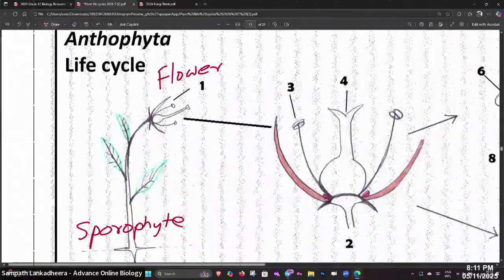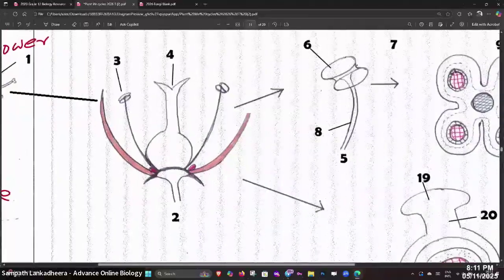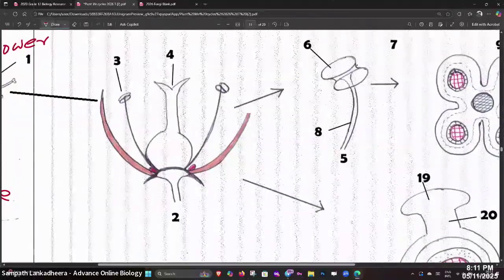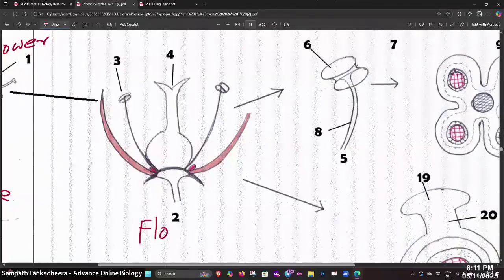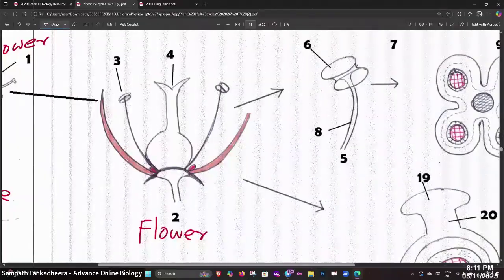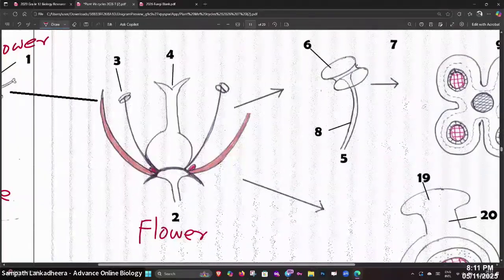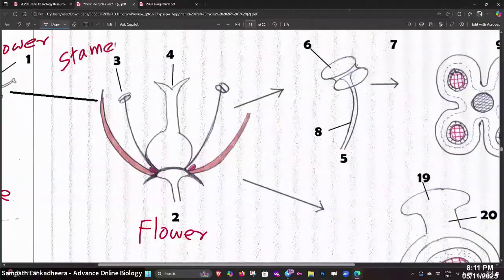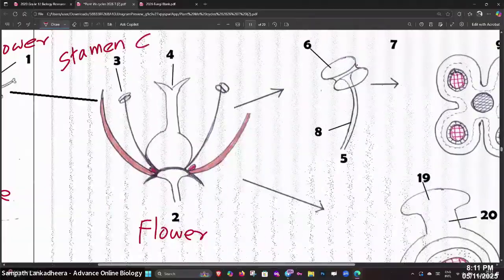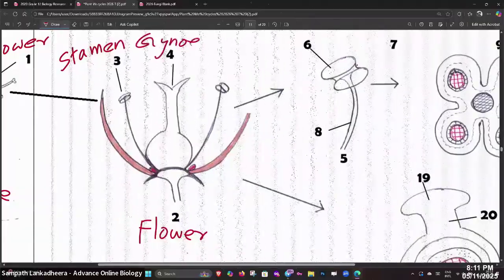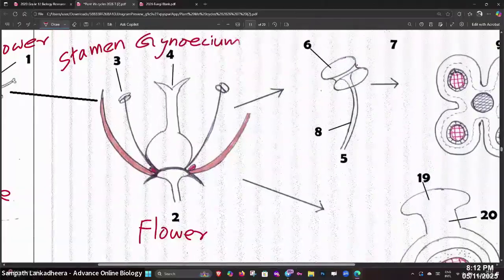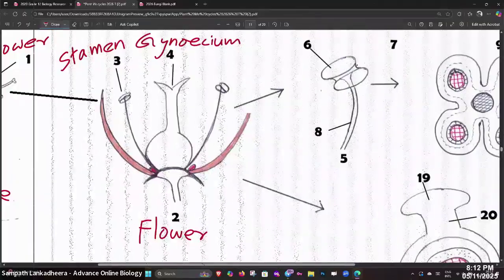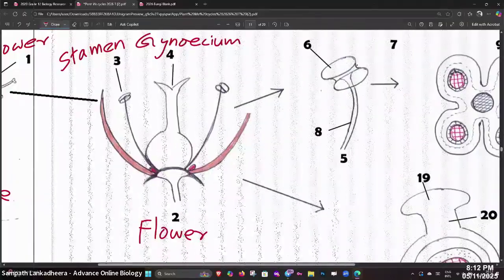And then you can see these parts of the flower. This is the flower. What are the flower parts? Number 3, stamen. What's number 4? Gynoecium. What is gynoecium? Gynoecium is the female part, right?